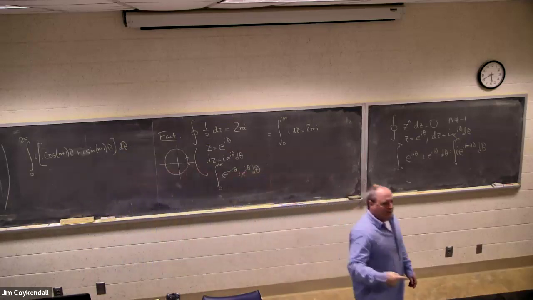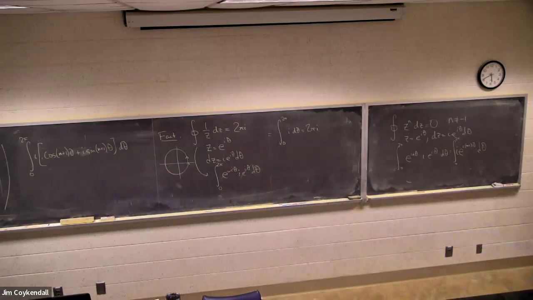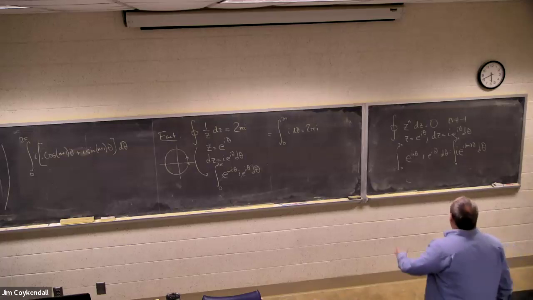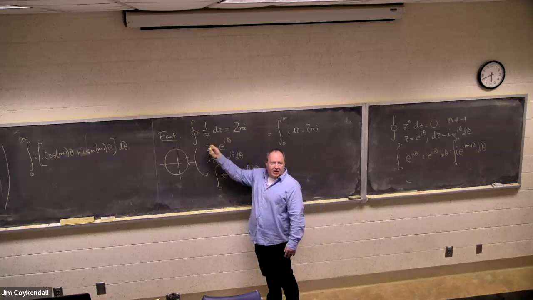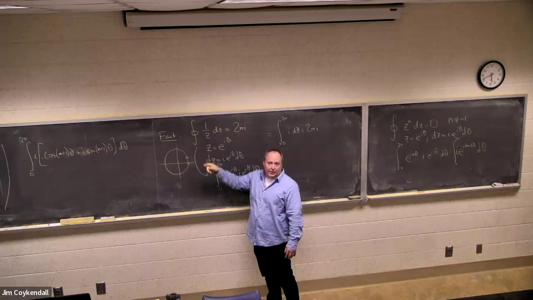And if you have an integer multiple of theta, what happens when you integrate sine or cosine over a 2 pi interval? You get 0, right? So everything drops out. So not only is this 2 pi i, but this kills every other power. Every other power when you integrate around there, 0.